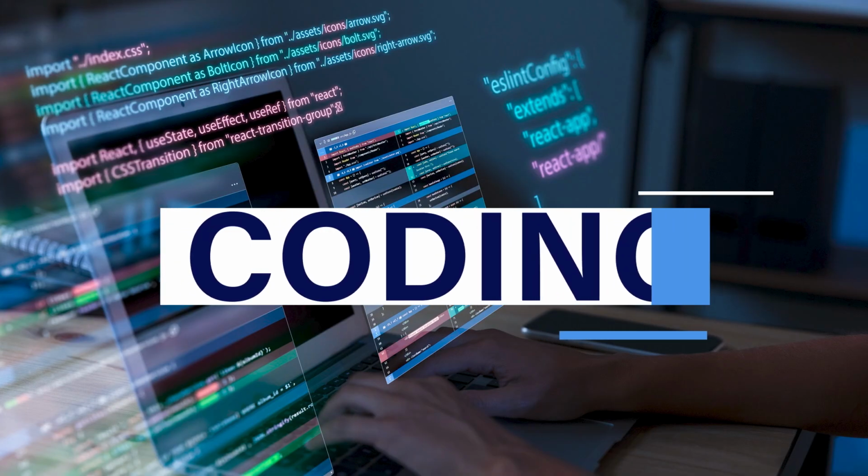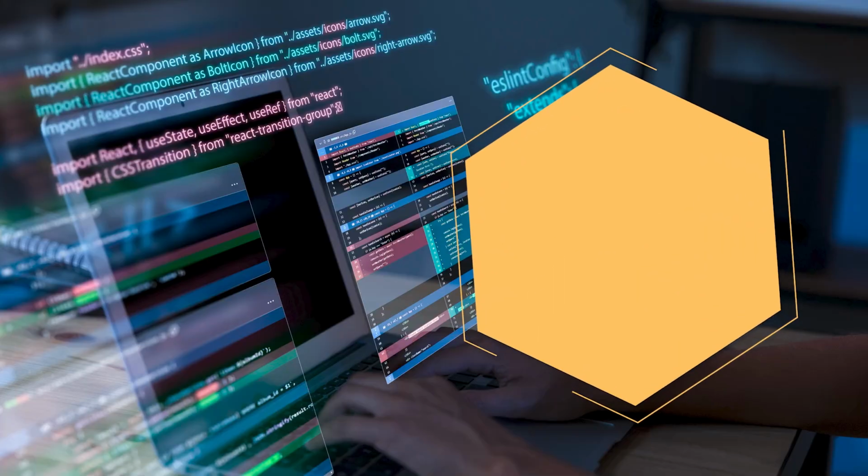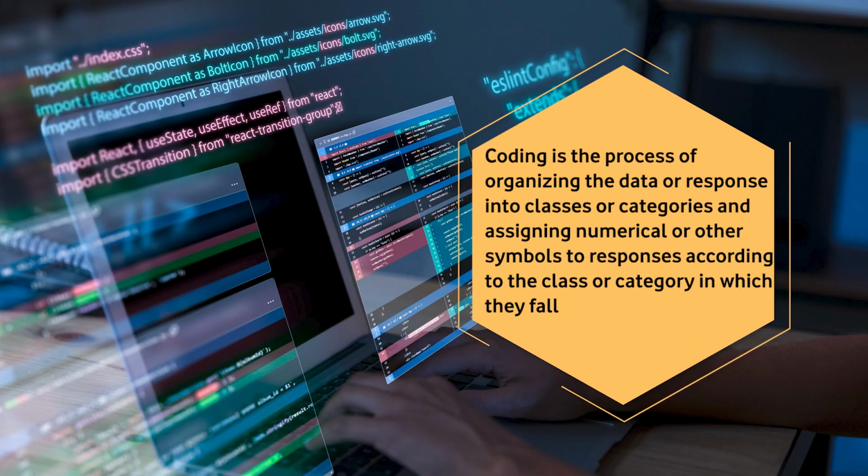right? So after the data editing is done, the next stage is the coding part. Coding is the process of organizing the whole data or the responses into classes or categories, and assigning numerical values or symbols to responses according to the class or category in which they fall. This is what we as scholars do when we do the coding, right? So coding plays a vital role.